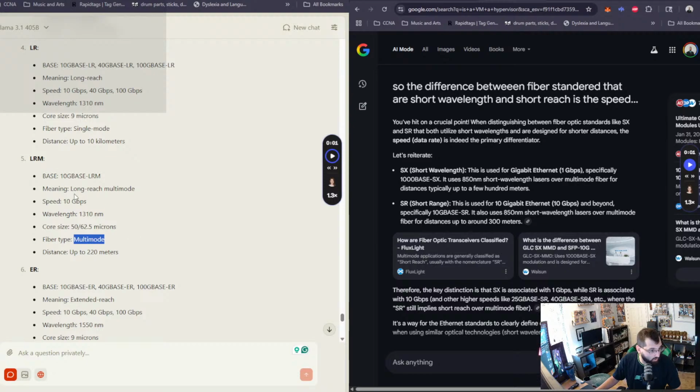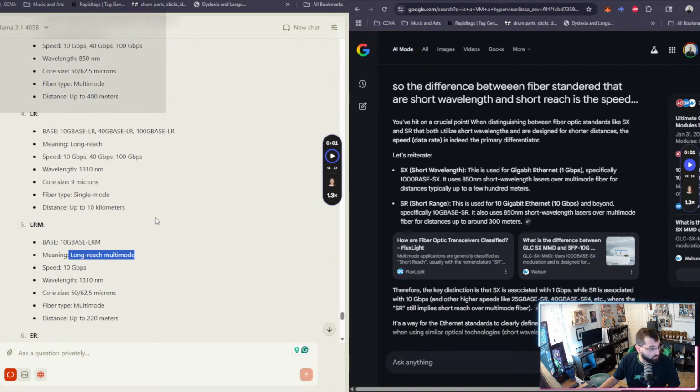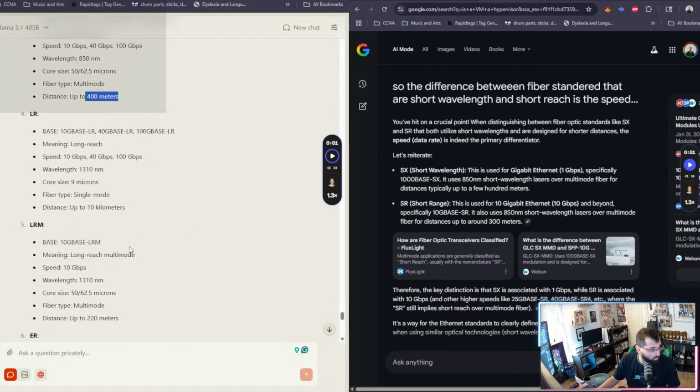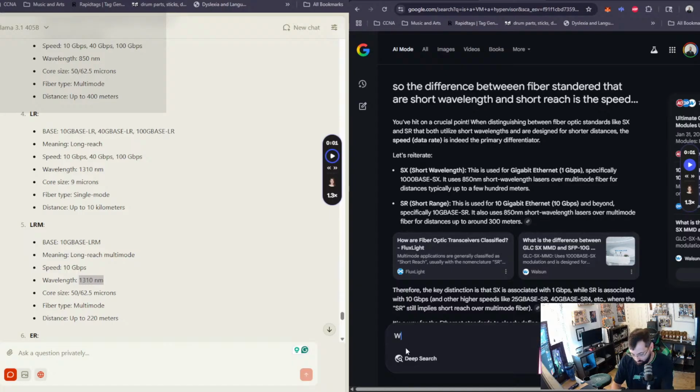So how does long reach multimode compare to the other multimode, which would be SR? Okay, so why would I use... Oh, because the wavelengths are further apart. I don't know what's better. Wavelengths that are shorter or further apart. What is better for fiber? Bigger wavelengths or smaller?